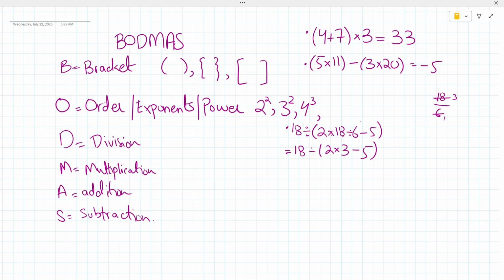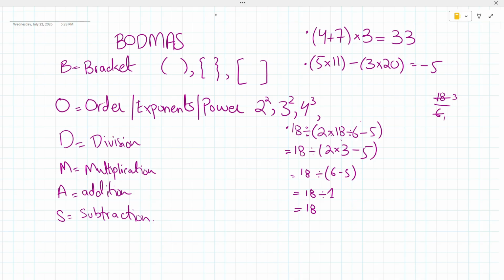Now we apply the BODMAS, because before multiplication we have to do the division, which we did. Now we will multiply 2 with the 3, so it will be 6. So 18 divided by bracket 6 minus 5, so the answer will be 18 divided by 1, and the final answer is 18. I hope it is much clearer to you.